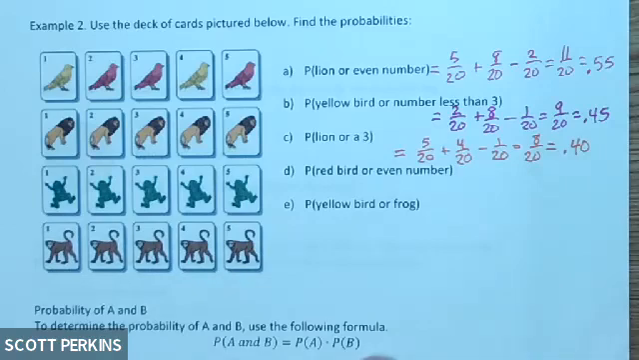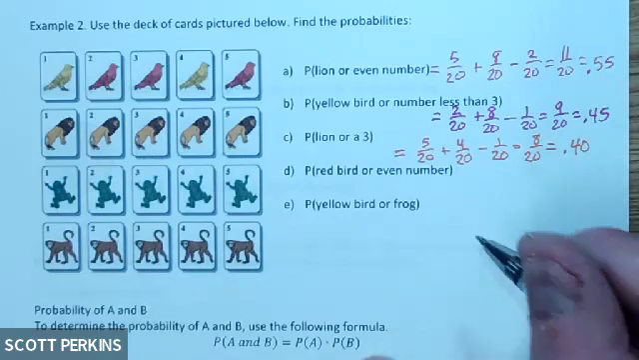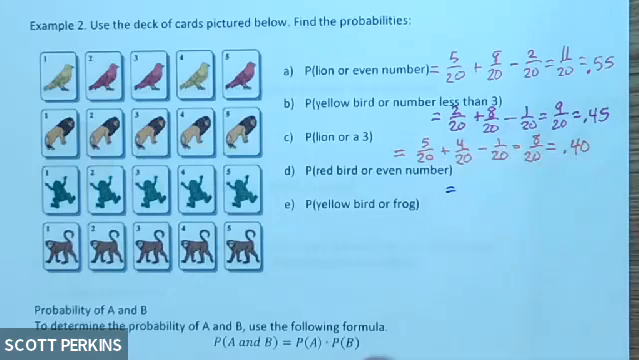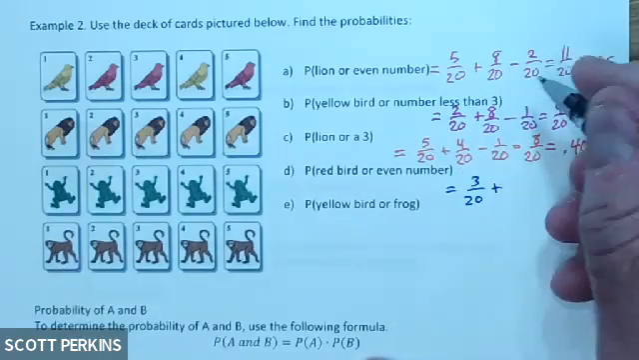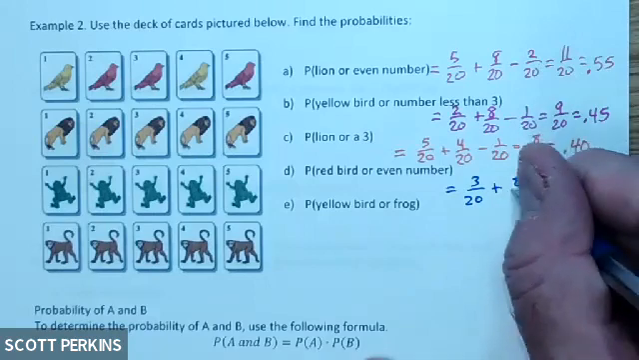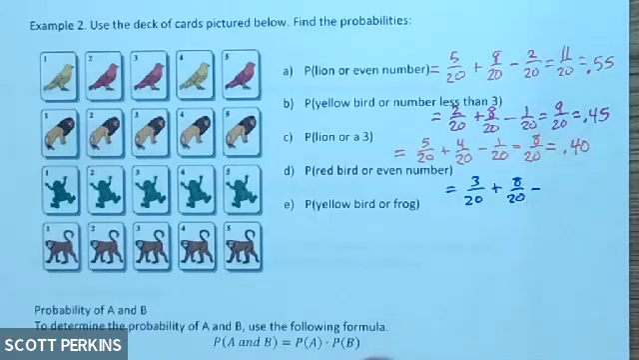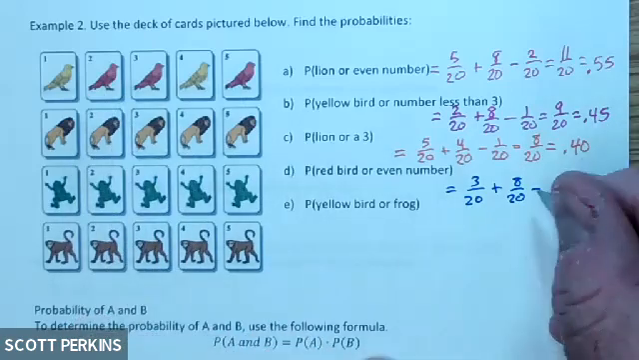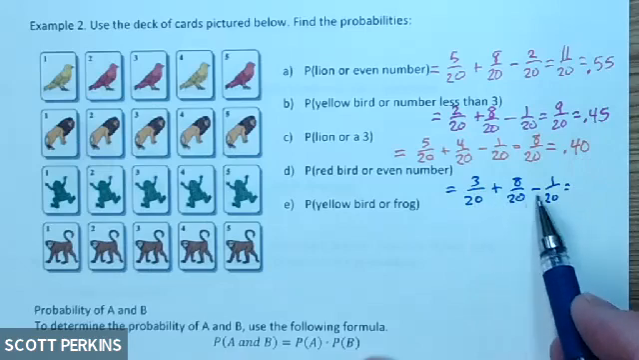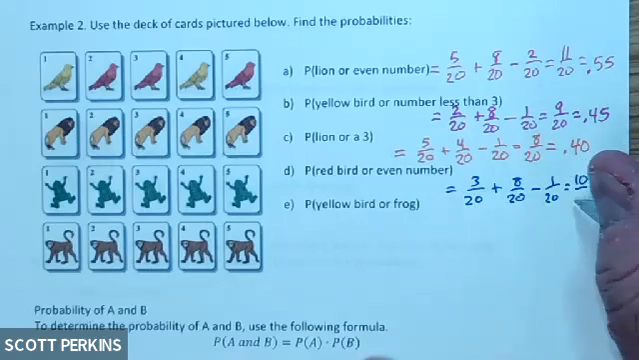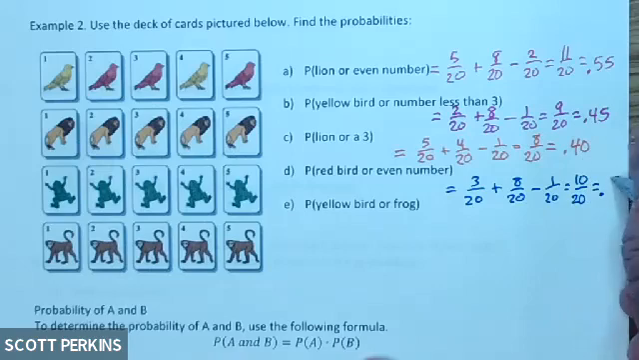Red bird or even number? Okay, here goes. The probability that I select a red bird, how many red birds are there? Yep, and then you've already told me about even numbers. Even numbers from part A are 8 out of 20. And then do any red birds have even numbers? Yeah, just 1 of them. Perfect. And so that is 3 plus 8 is 11, minus 1 is 10 out of 20, and 10 out of 20 just becomes 0.5.